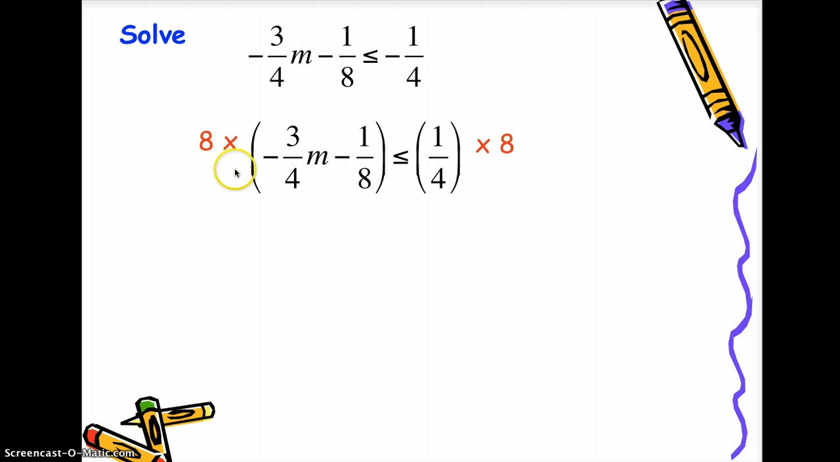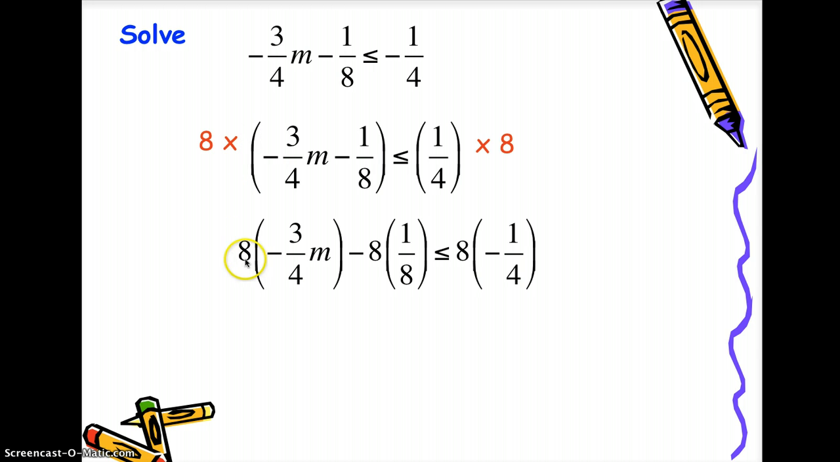Now from here we're going to use the distributive property. We're going to multiply 8 to each term inside the parentheses, the same way that you're going to multiply 8 at the other side. So let's start doing that. I distributed 8 to each term, as you can see, and then let's simplify them.